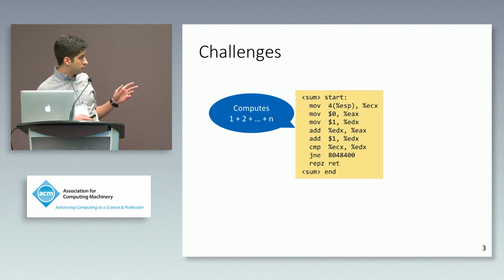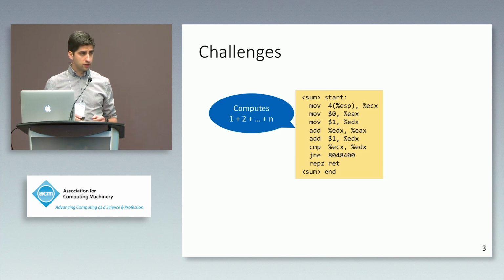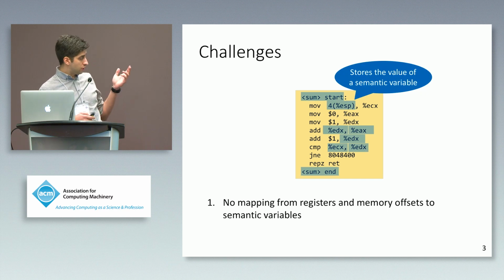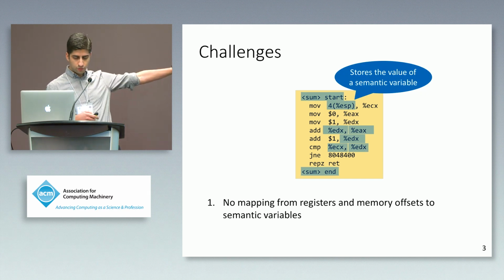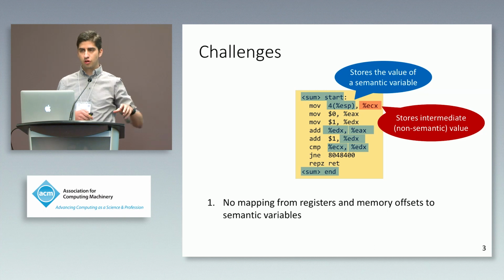Here, for example, you see the assembly code for a code snippet that computes the sum of the first n natural numbers. And the first thing that you don't know is which registers and memory offsets here correspond to semantic variables that were present in the source code. If we had the source code, we would actually know, and here I highlight the registers and offsets that correspond to something semantic. However, some of the registers are just introduced for temporary computations. So these are just things introduced by the compiler itself.